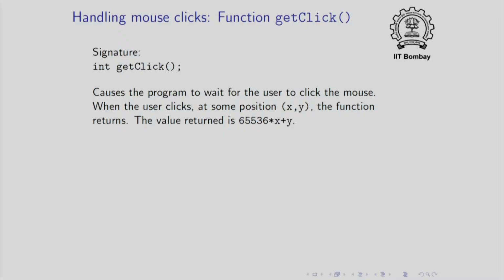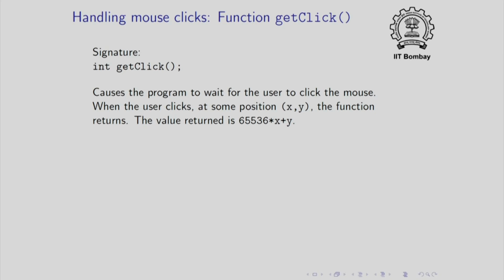When the user eventually clicks, say at some position x, y, the function returns. And when the function returns, since its return type is int, it must return an integer. Indeed, the value that is returned is 65536 multiplied by x plus y. You may note that 65536 is simply 2 raised to 16. So what this value is doing is putting x in the first 16 bits of the integer and y in the remaining 16 bits of the integer.